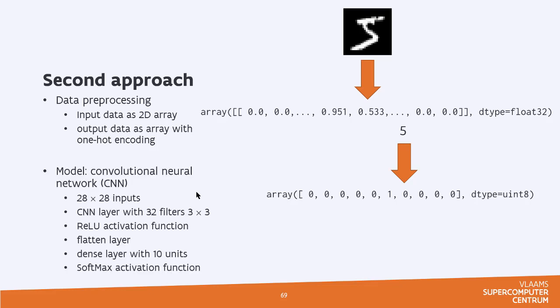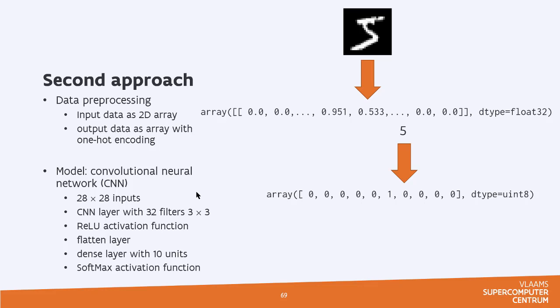So the model we will build is a convolutional neural network. It will have 28 times 28 inputs, then a convolutional network layer with 32 filters, 3 by 3. Each of those are 3 by 3 matrices, which will be learned, and we've got 32 of those, so we get 32 low-level features detected. We use a rectified linear unit activation function, then a flatten layer, which basically means that we turn 28 by 28 into a 784 layer.